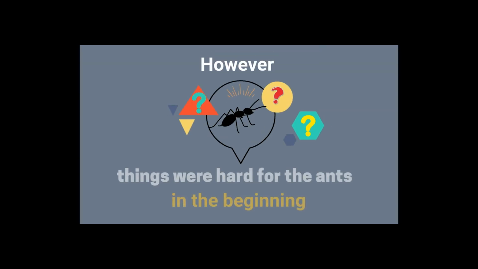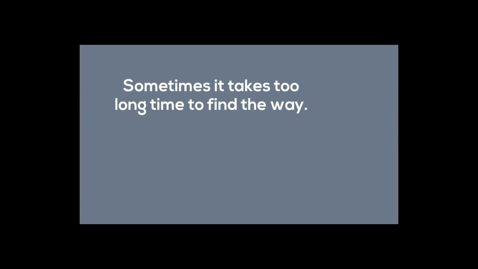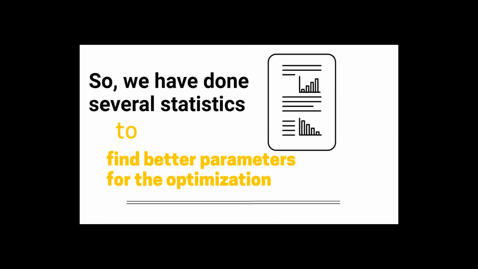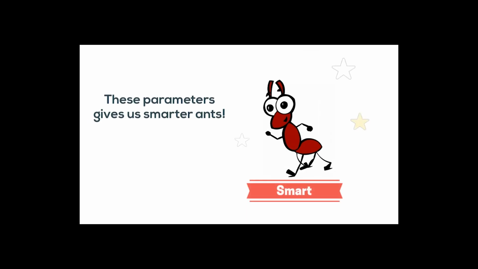Things were not very easy in the beginning because we didn't know some answers, such as, how many ants should we put into the maze? What will happen if the pheromones evaporate faster? These questions led to a long time for the ants to explore, or sometimes, they can't find the shortest way. So, we did statistics to find better parameters for the optimization. These parameters give us smarter ants.